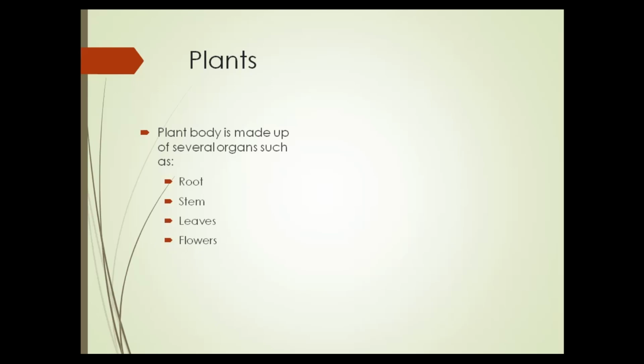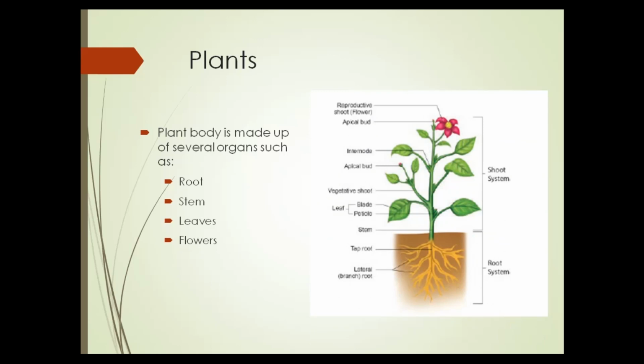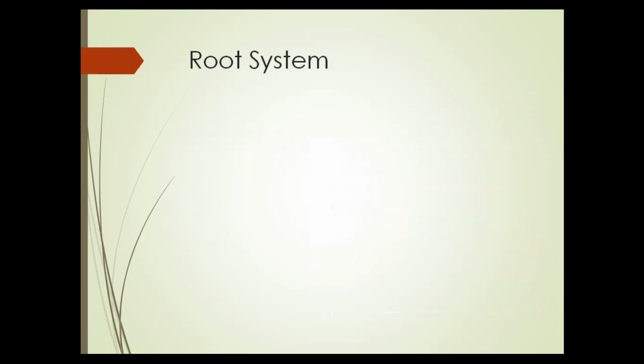A plant's body is made up of several organs such as root, stem, leaves and flowers. See in this picture, the structures that are below the soil are called the root system. The structures that are above the soil level are called the shoot system. Now let us see about the root system.